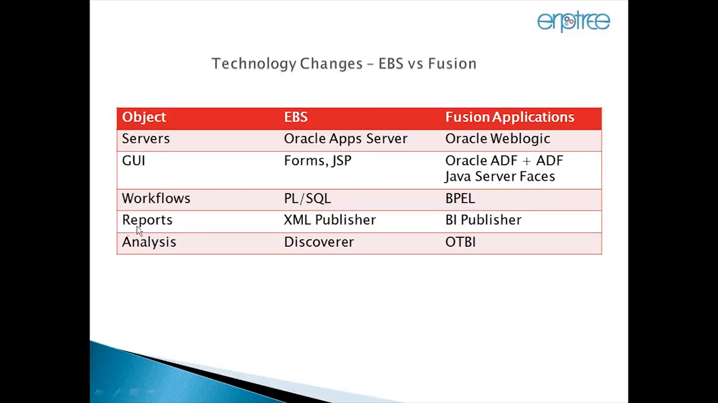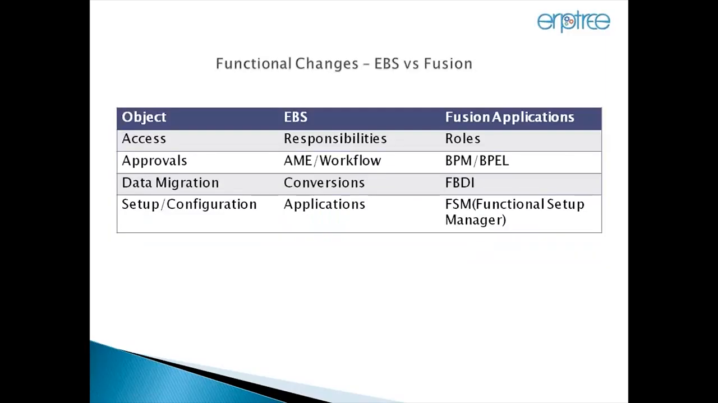And in EBS, we have reports. When I talk about reports, in EBS we have XML Publisher reports. In Fusion, BI reports, or you can call them BIP. And for analysis purposes, in EBS we have Discoverer, but in Fusion we have OTBI, Oracle Transactional Business Intelligence. These are all inbuilt. And a few other terminologies to understand. Here, approvals: in EBS we have AME. In Fusion applications, we have BPM, Business Process Management.